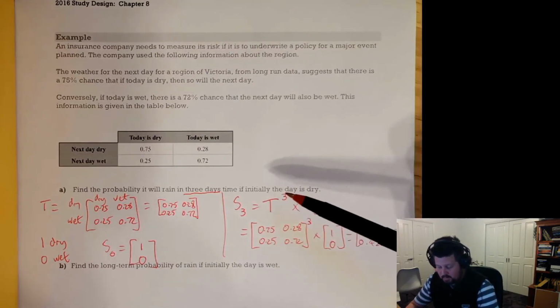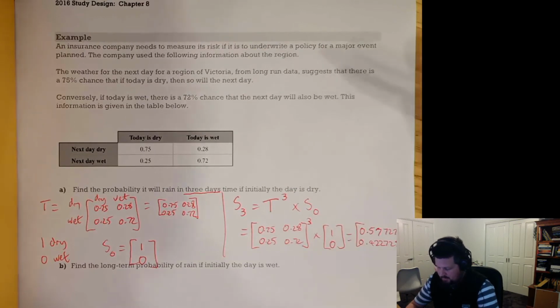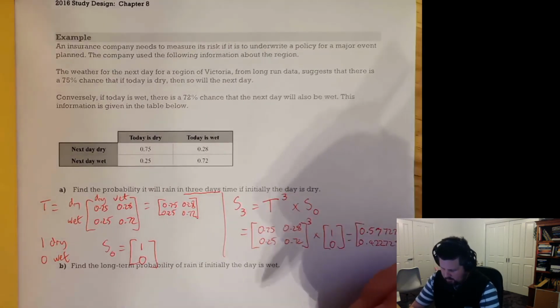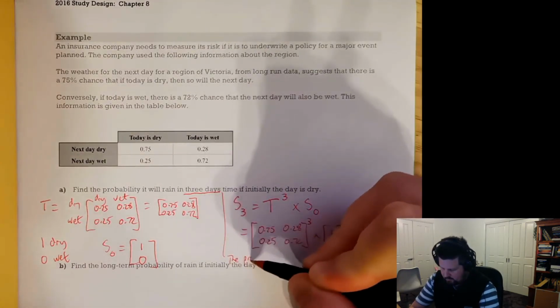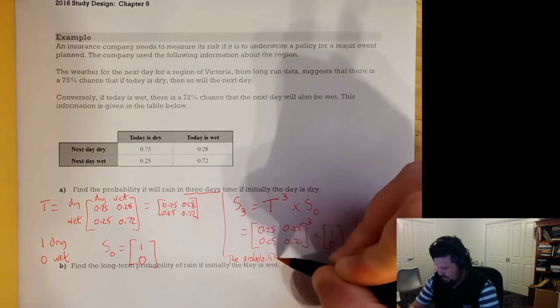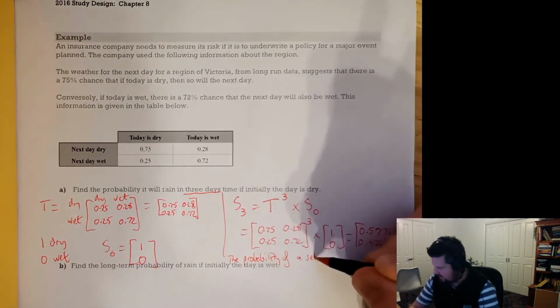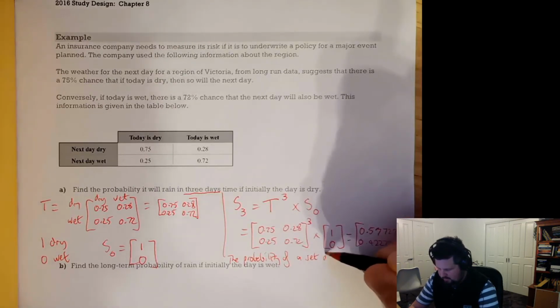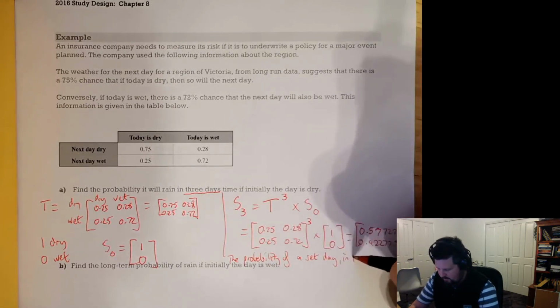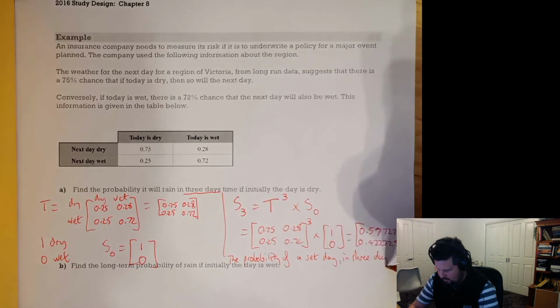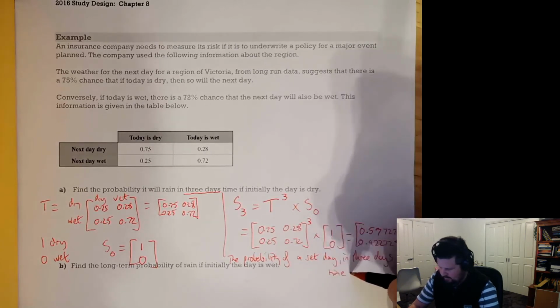So, alrighty, now that we've run these calculations, it says find the probability that it will rain in 3 days' time if it was initially dry. So you can see rain is the second one, so wet is the second value, it's going to be 42.2%. So let's write that out. The probability of a wet day, so it's raining in 3 days' time, is 42.2%.